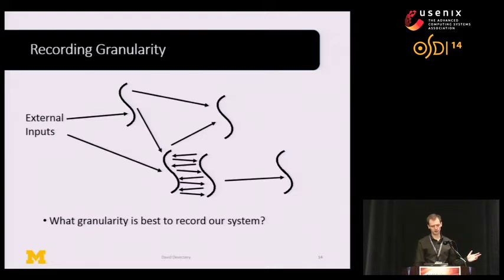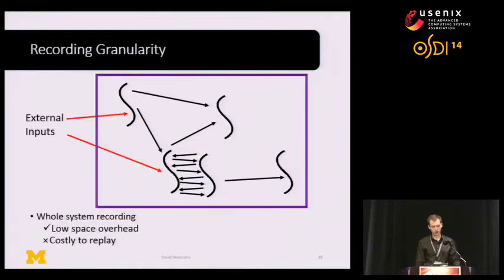So if we look at our system here, the squiggly lines represent processes, and the arrows represent some form of communication. Some communication happens between processes, and some communication comes from the external world. The question we have is, what granularity do we want to record our system? Well, we could do a whole system recording.